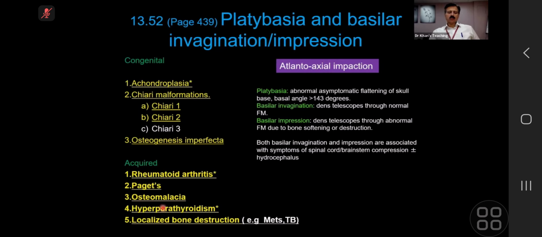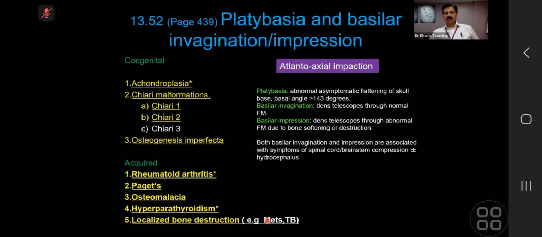Basically, in the acquired ones, what is happening is either there is destruction of the bone or the bone is soft. Why will it be soft? For example, Paget's disease, osteomalacia, hyperparathyroidism, and there is invagination. And in localized bony destruction, things like metastasis, TB, etc.